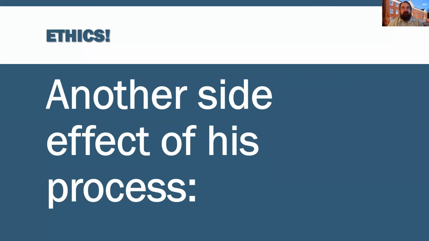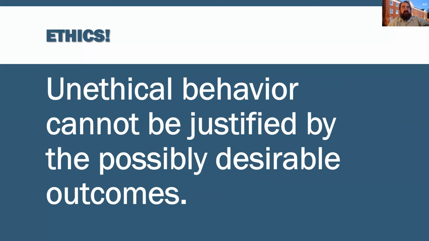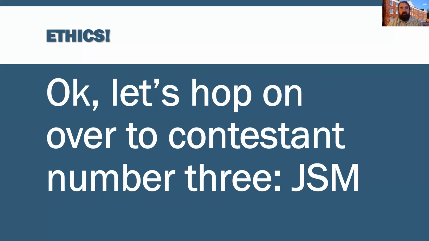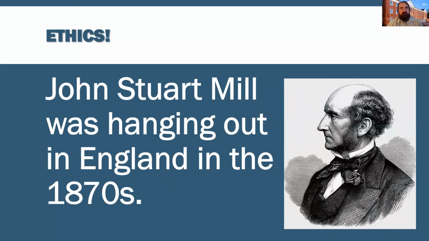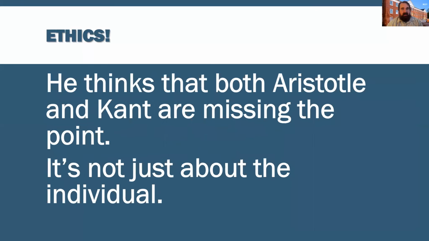And another side effect of his process is that unethical behavior cannot be justified by the possible desirable outcomes. The next person in the lineup of philosophical thinkers is the one who will help us with that. So let's hop on over to contestant number 3, which is JSM, aka John Stuart Mill. He was a British dude hanging out in England in the 1870s. And he thinks that both Aristotle and Immanuel Kant are missing the point, that it's not about the individual and it's not really about the action.